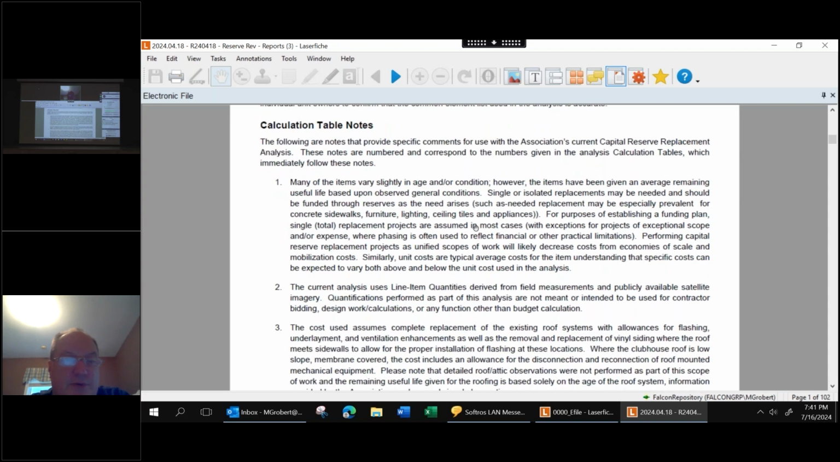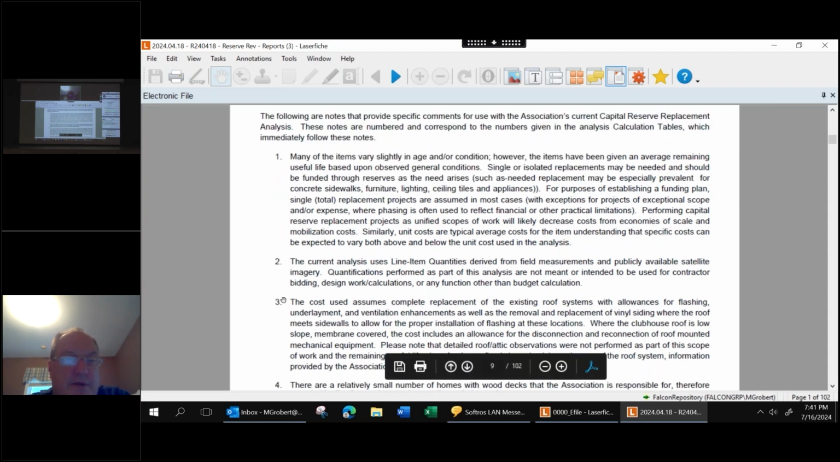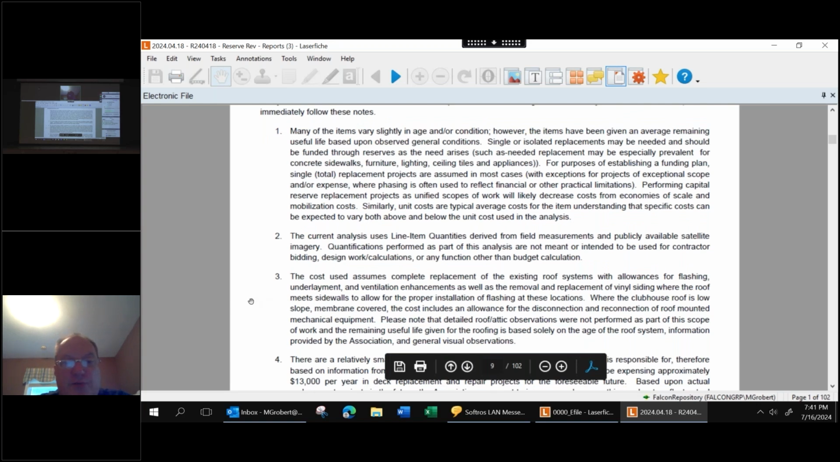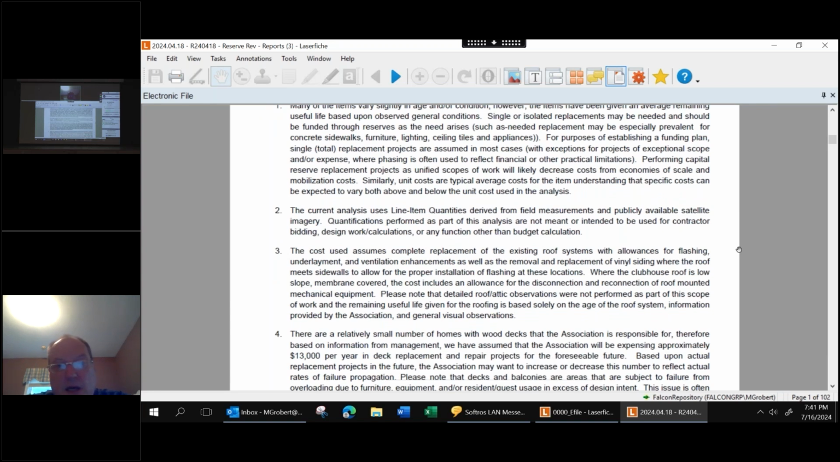For instance, the one with the roofs. The 3 is the cost used assumes complete replacements of the existing roof systems with allowance for flashing, underlayment, ventilation enhancements, as well as removal and replacement of vinyl siding where the roof meets the sidewall to allow for proper installation of flashing at these locations, and so forth. So the note describes what that cost assumes.